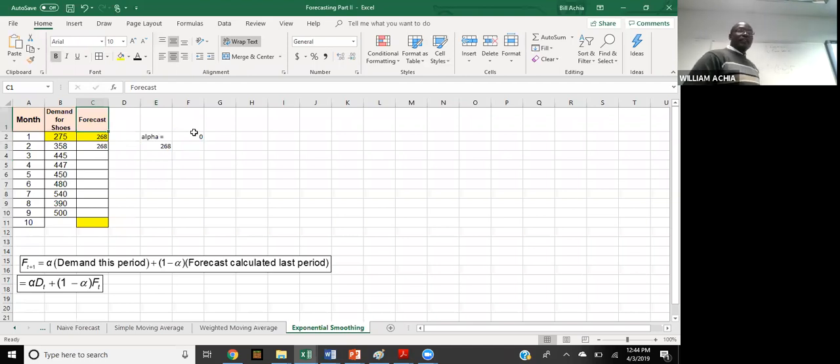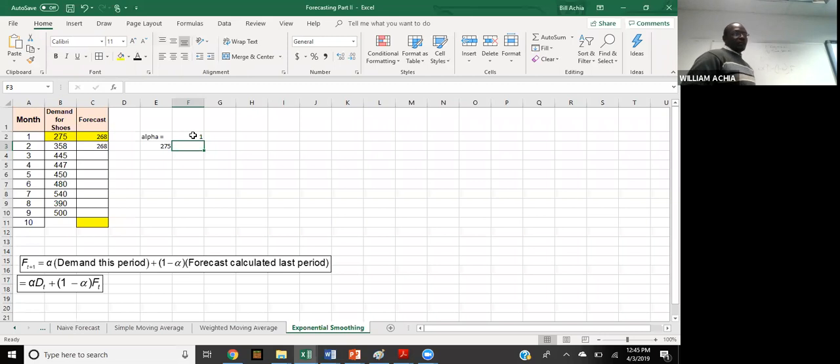two. If I change this alpha to a one, it gives me a forecast of 275. Okay. So those are the two extremes that you're going to have using exponential smoothing, where if alpha approaches one, you're basically telling your system, let's rely more on the demand for the previous time period. If alpha approaches zero, it says, let's rely more on the forecast. That might be more accurate for us. So let's give the forecast more weight than the actual demand figure. Okay, that's basically all that alpha does here.